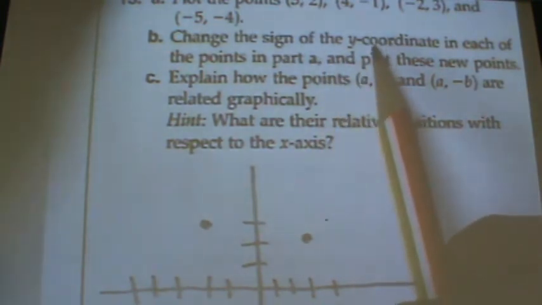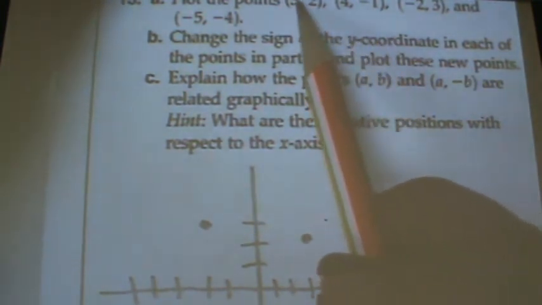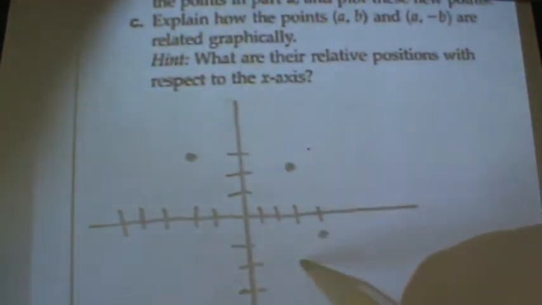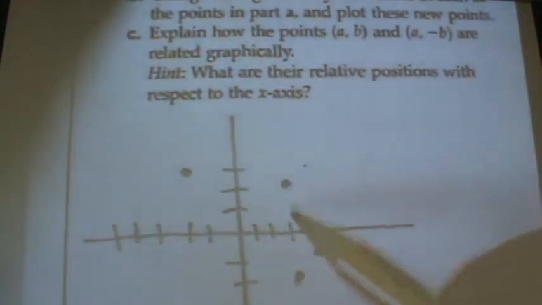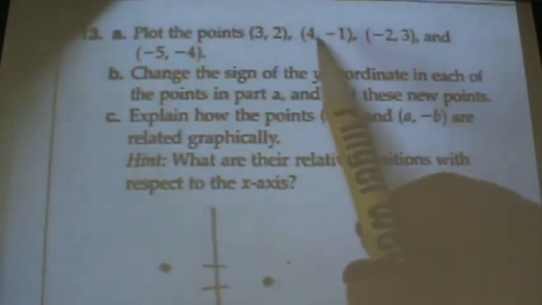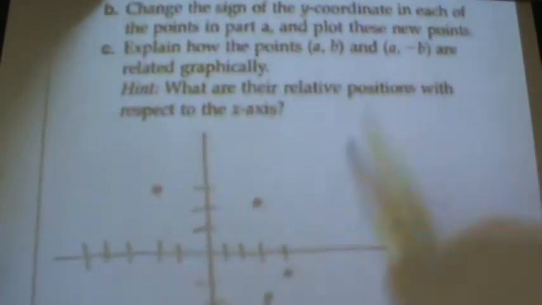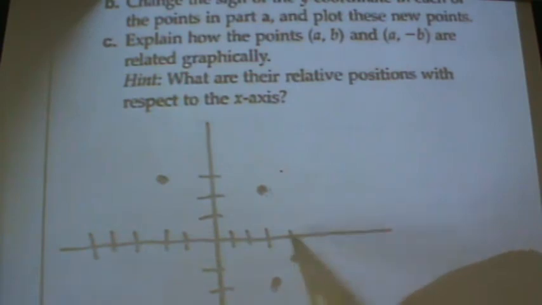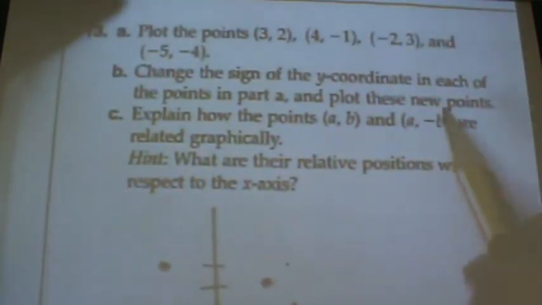Now, they want you to change the sign of the y-coordinate. So in other words, instead of graphing (3, 2), I want you to graph (3, -2). So what happened here? From this point to this point is flipped over the x-axis. The next point would be (4, positive 1). So this negative 1 would go up here. So this point is mirrored over the x-axis.